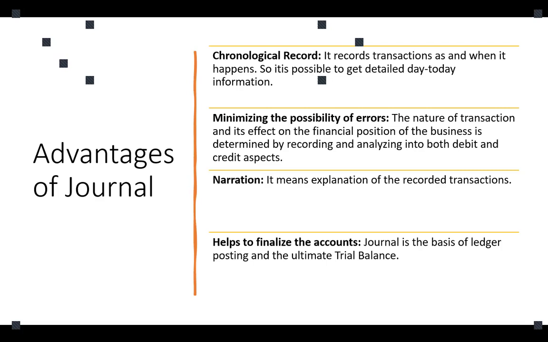So it can be easily identified if you are going to keep a day-to-day record in a proper way. Narration means explanation of the recorded transaction, which helps to finalize the account. Journal is the basis of ledger posting and the ultimate trial balance. It means the information from the journal will be posted in the ledger. Then the information from the ledger will be posted into the trial balance. Then we can proceed to the final account.